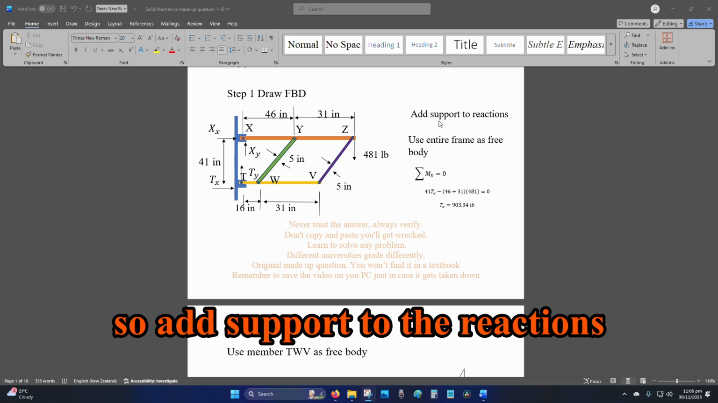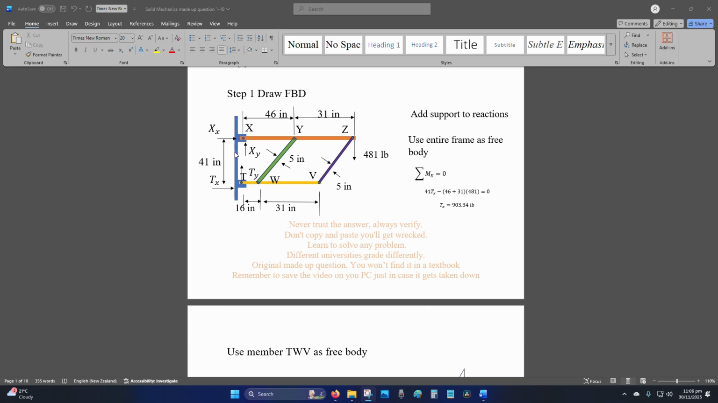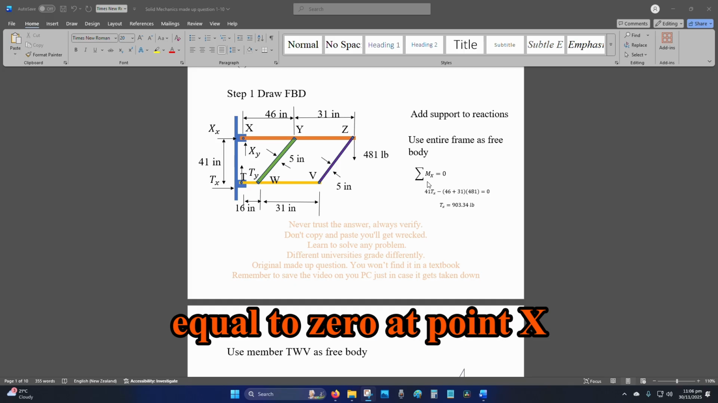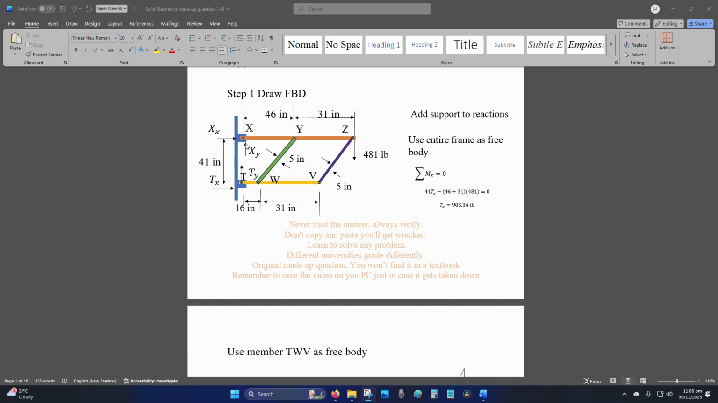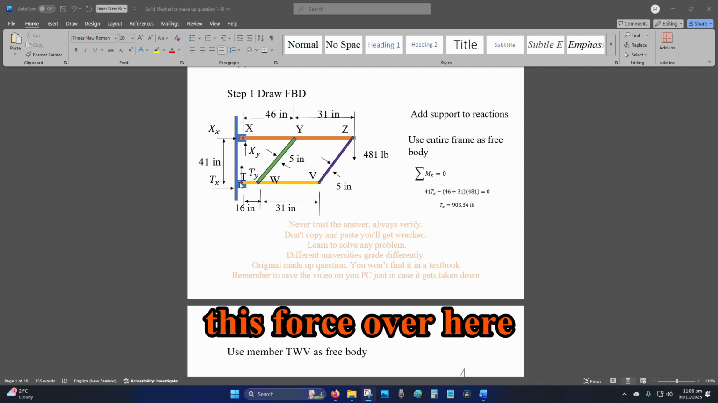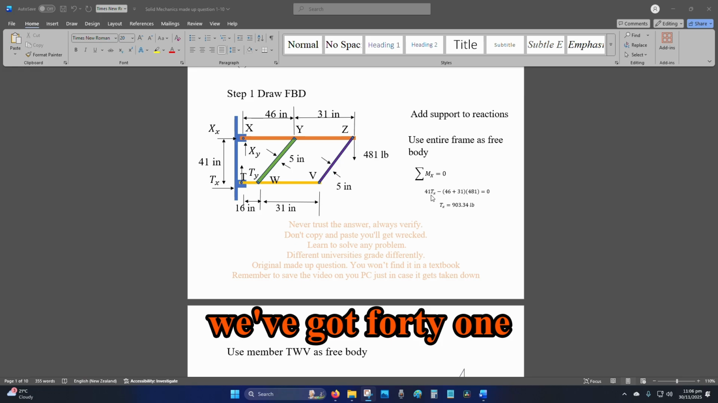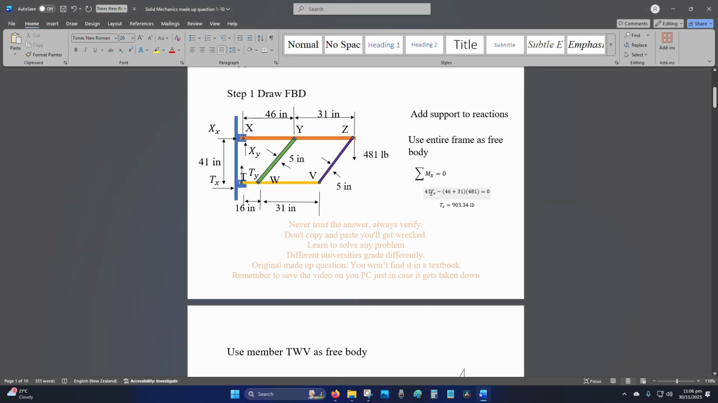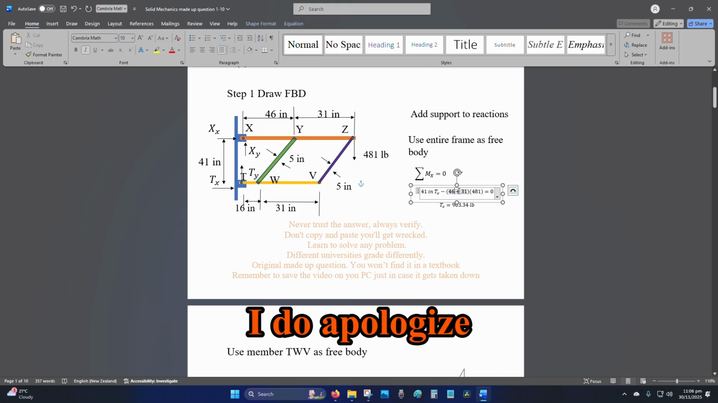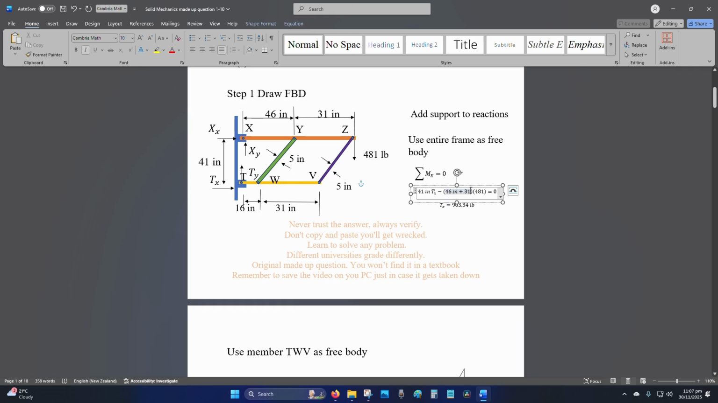So add support to the reactions. So make your X and Y components. So using the sum of the moments equal to 0 at point X. So point X is here. We want to find the force at Tx. So this force over here. So we set it to 0. We've got 41. And that's inches. So I do apologize in the working.